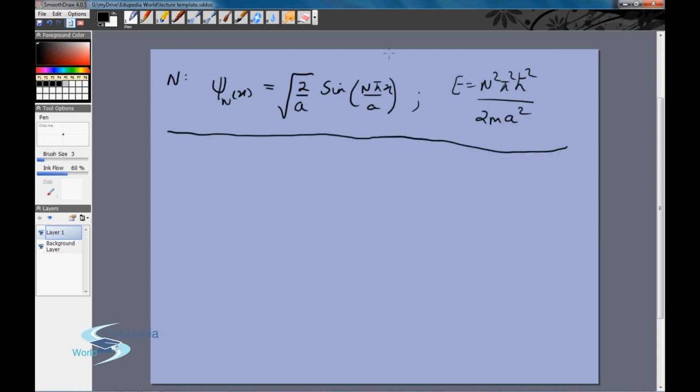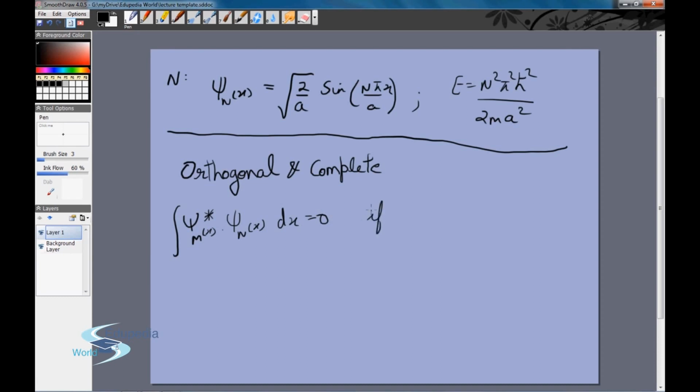Now there are two properties of these wave functions that are important, and these properties will arise in a number of different questions we'll see. And that is that these wave functions, these stationary states, are orthogonal and complete. So what does orthogonality mean? It means that for any two numbers m and n which are not equal, the integral of psi m star x into psi n x dx is equal to 0 if m is not equal to n. By the way, in this case, the wave functions are real, so the complex conjugate is the same thing.